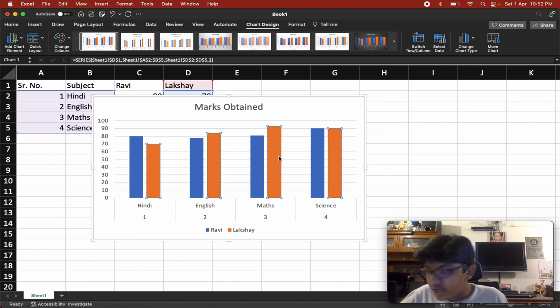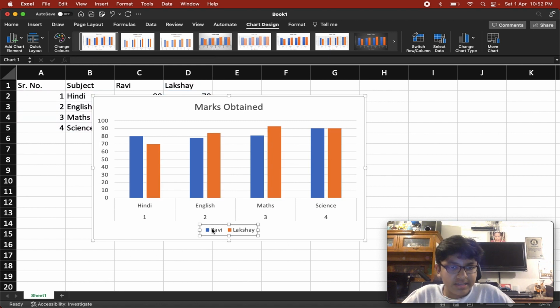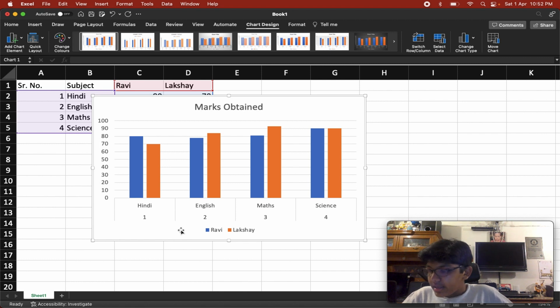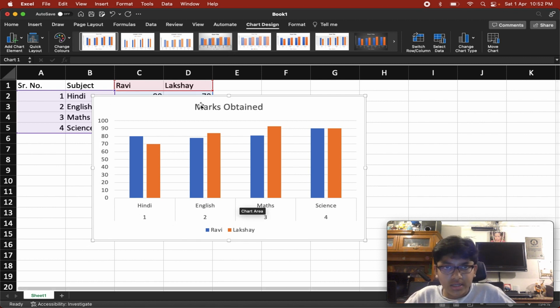This is a very important definition, right? So next we have legend. The legend is basically telling that the blue bars show Ravi's marks, and the yellow bars show Lakshya's marks, right? So it is a key which displays the symbols or colors used in the chart, all right? Next we have the chart area, where our chart is basically plotted. It includes all the objects and elements of a chart. So this whole thing is the chart area, all right?